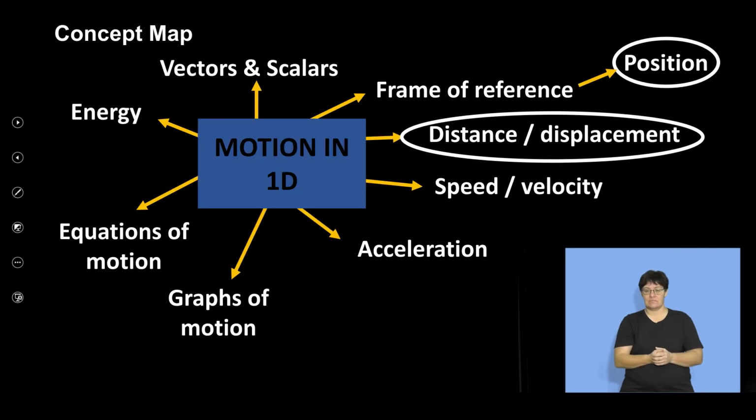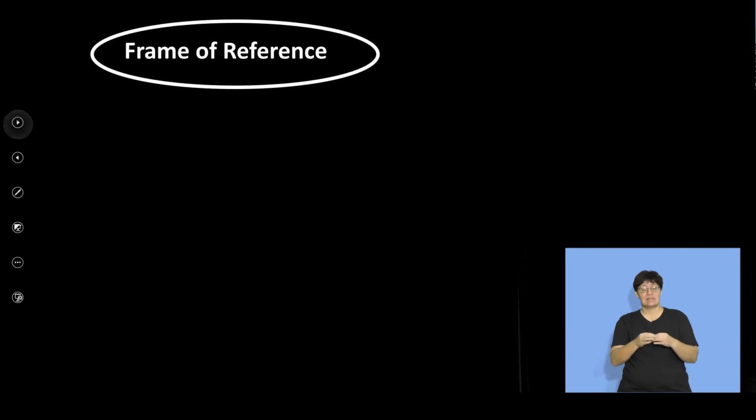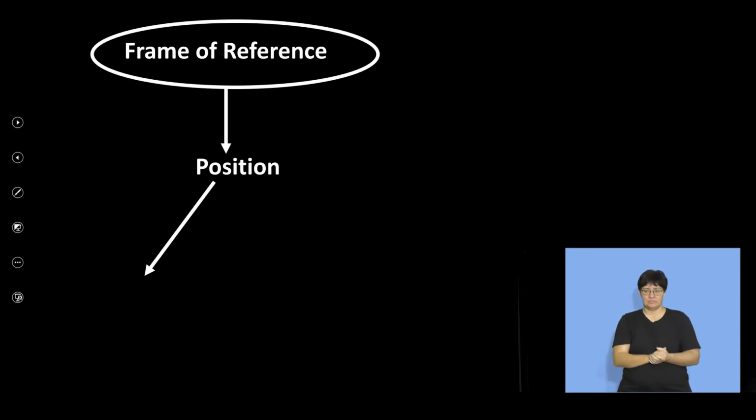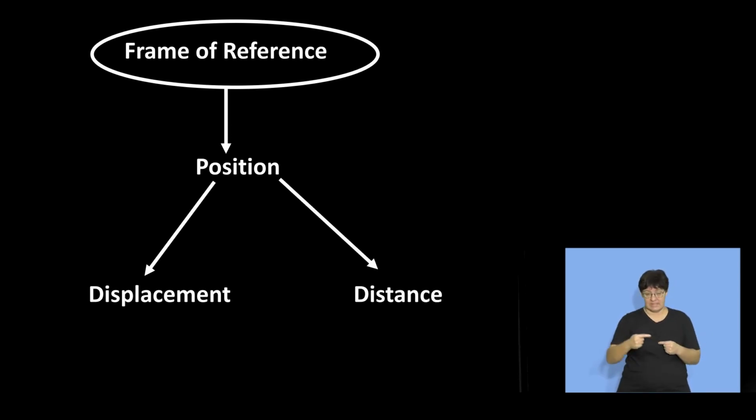Let's look at position, displacement, and distance, because they go together. So position can be described as a displacement or a distance. Displacement is a vector. So when I look at displacement, it's actually how my position has changed compared to the starting point. So have I gone 20 meters to the right of where I started? Have I gone 30 kilometers north from where I started? So displacement is how the position changes.